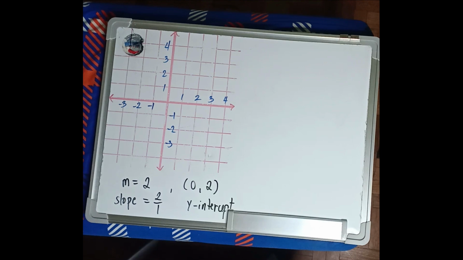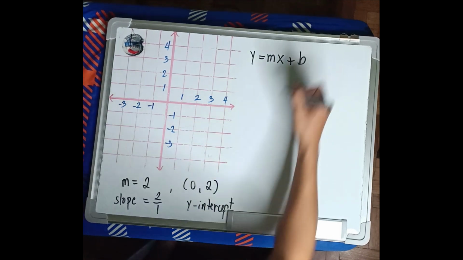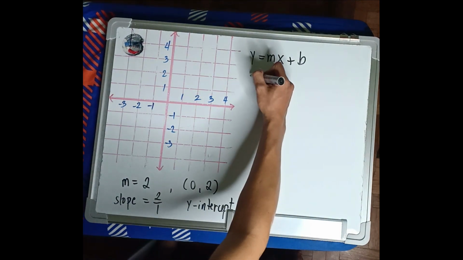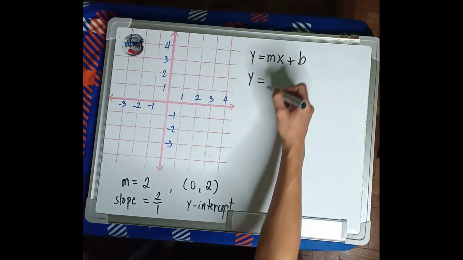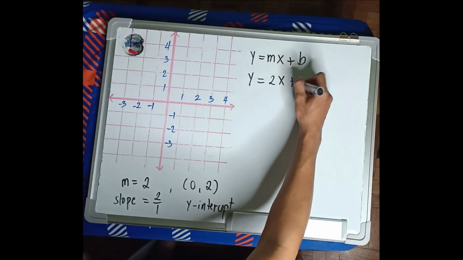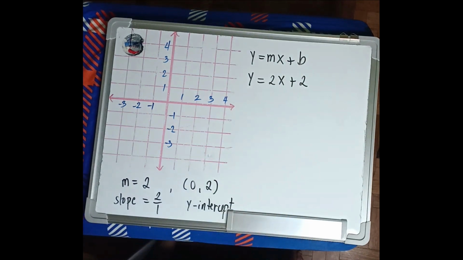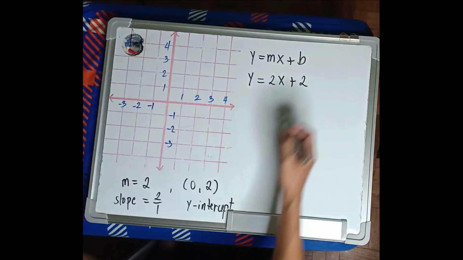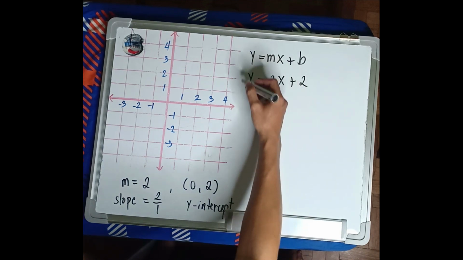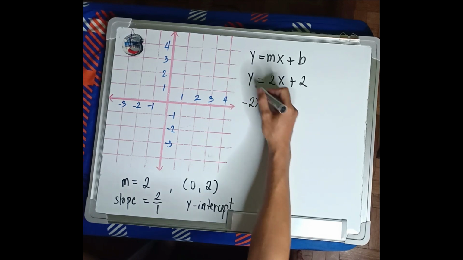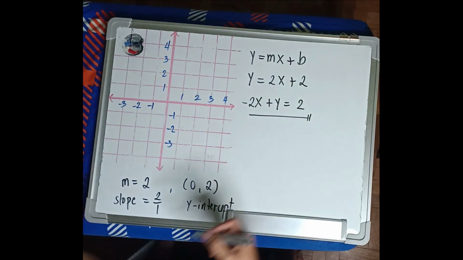In this case, you're going to apply the formula y is equal to mx plus b. So you're going to copy the variable y is equal to m. Your slope is 2 over 1 or simply 2, x plus the value of b, your y-intercept, that is 2. Then we just need to change this into standard form. So we're going to transpose 2x to the other side, so it will become negative 2x. Copy positive y is equal to 2. So this will be the equation of the line.